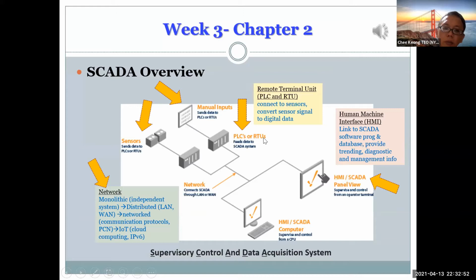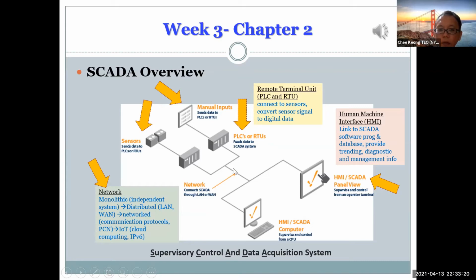And RTU, remote terminal unit. So data is then fed into the network. Now, network, in the early days, they used the monolithic independent type. Then as the technology improved, they go into the distributed LAN and WAN, then into network communication protocol, PCN. Of course, today it is moving very fast into the IoT, Internet of Things, right? So like cloud computing and IPv6, right?